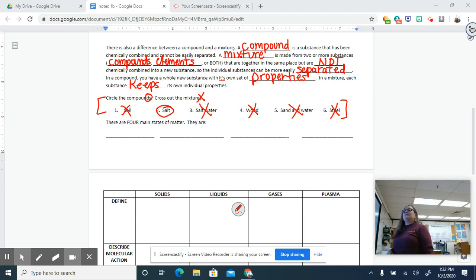All right, there are four states of matter. What? Now, maybe some of you know, but most of you probably don't, or you've forgotten. So what are the three that you know? Right, solid, liquid, gas. Well, if you've used your context clues, right down here, it tells you what the fourth one is.